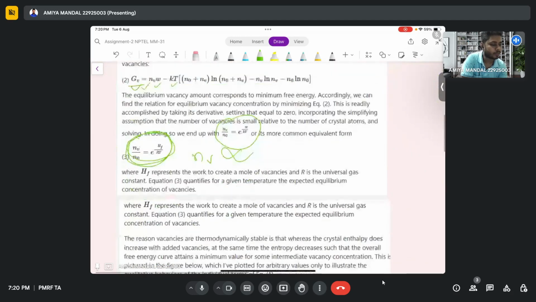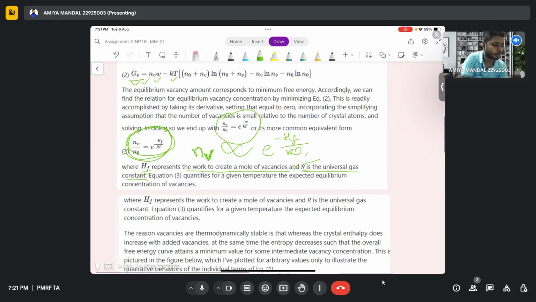So how many vacancies are introduced in the crystal? Vacancy is a type of point defect. The number of vacancies created in the crystal is directly proportional to the exponential of minus HF divided by kT or RT. HF is the work to create 1 mole of vacancies and R is the universal gas constant. R is related to k, the Boltzmann constant.